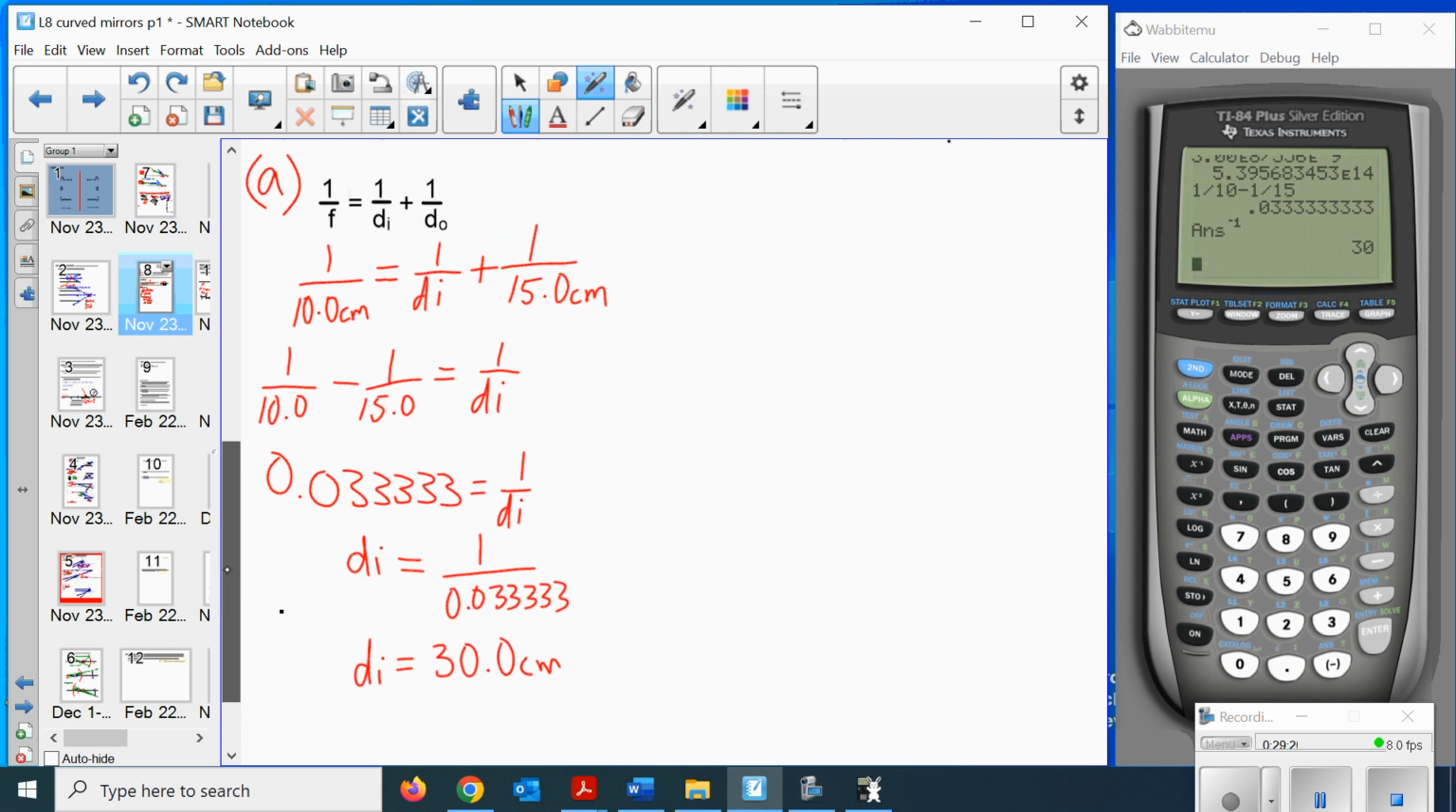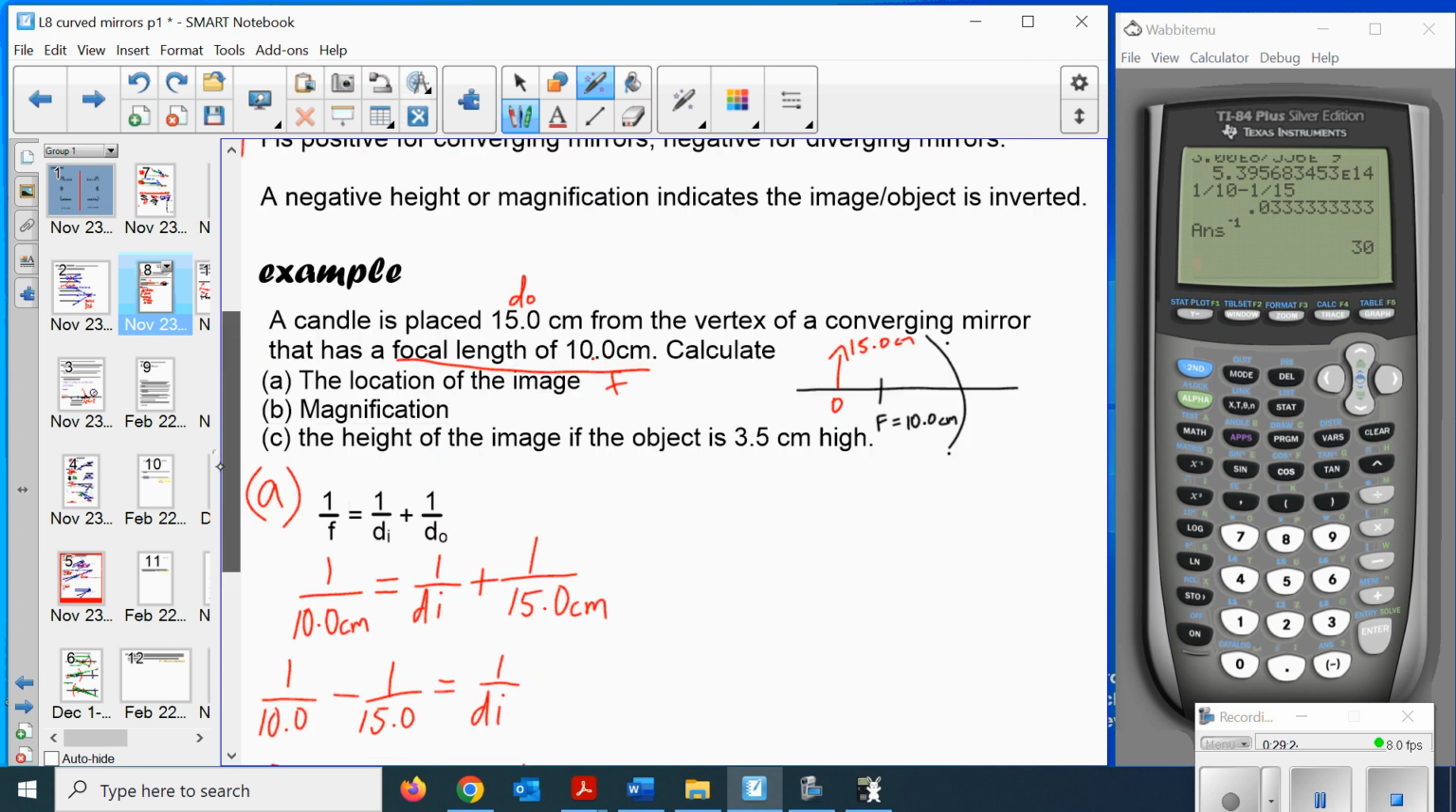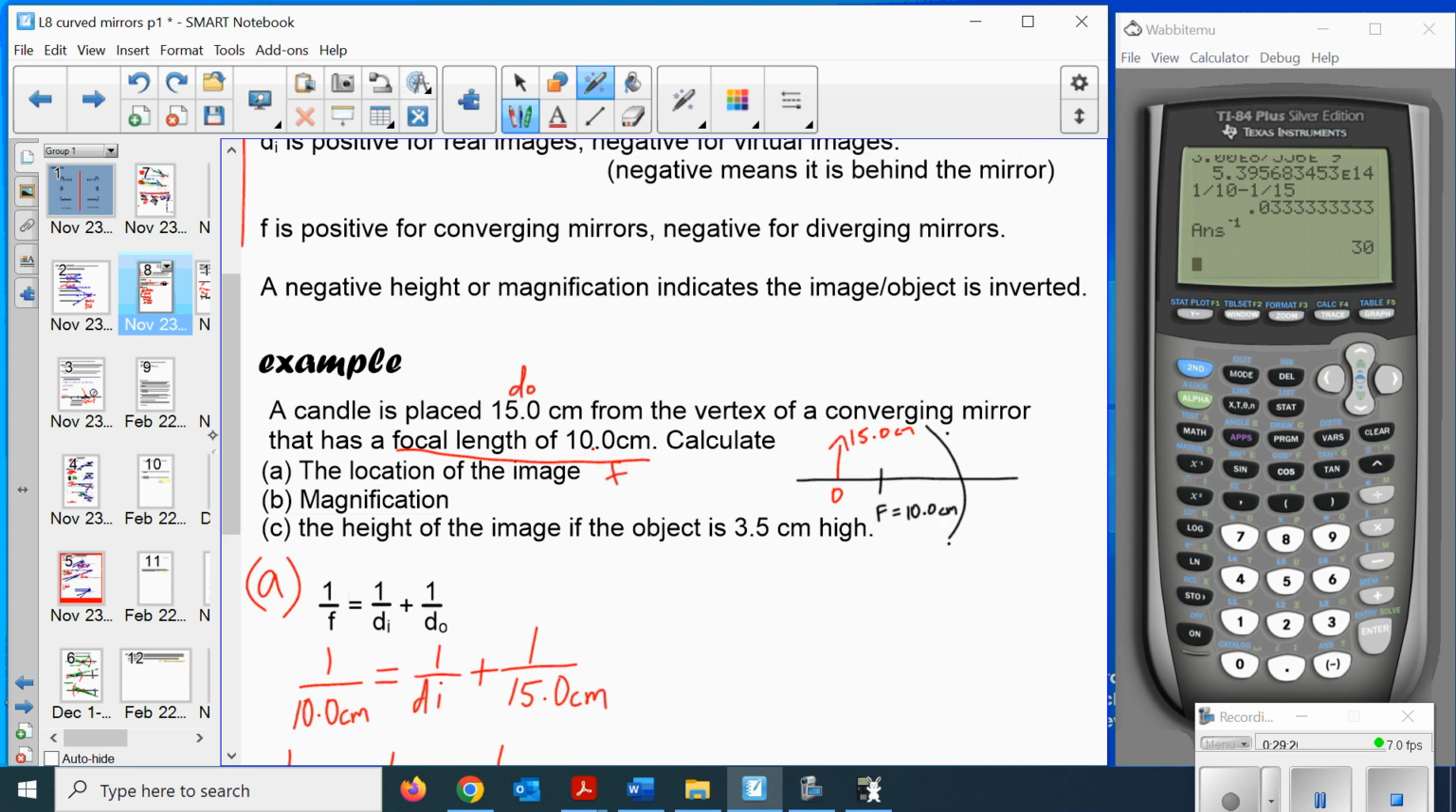Let's just go back and think about this. Does this make sense? Yes, I'm getting a positive distance to the image because this should be a real image, and it should be in front of the mirror because it's a converging mirror, a concave mirror, and the object is in front of the focal point.